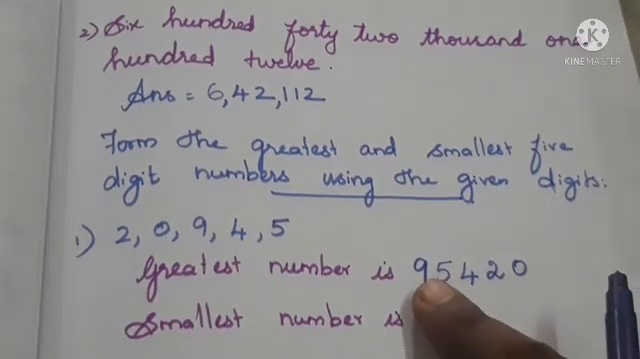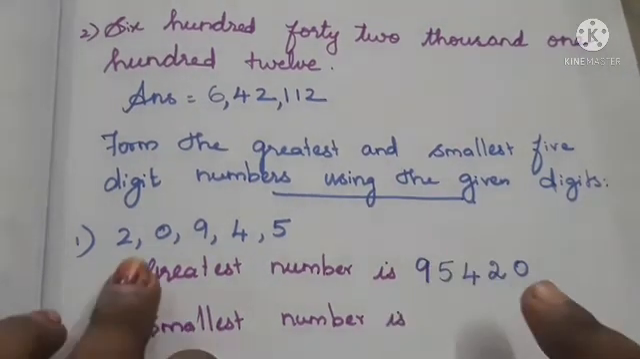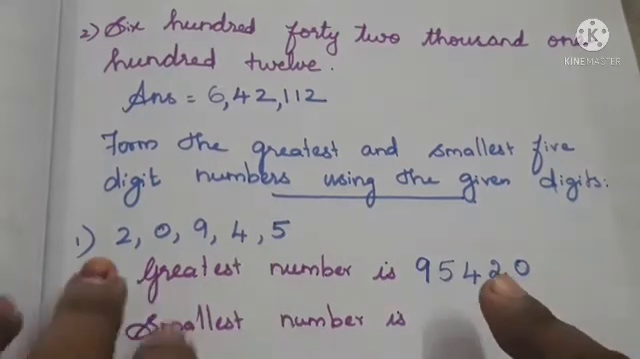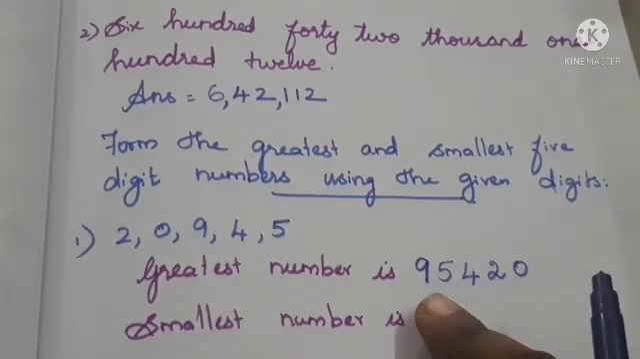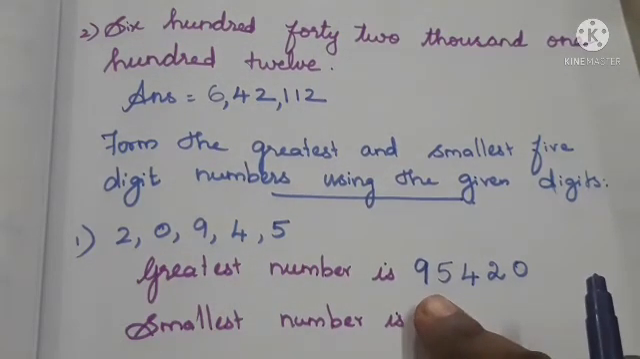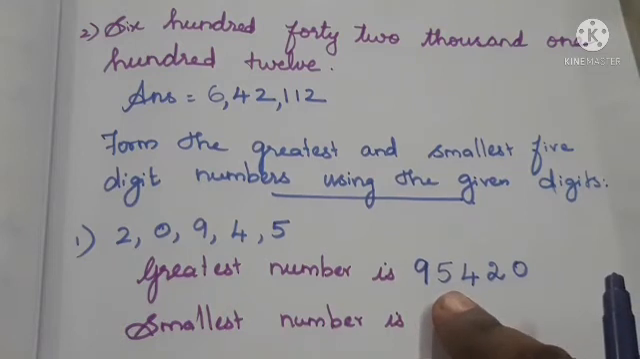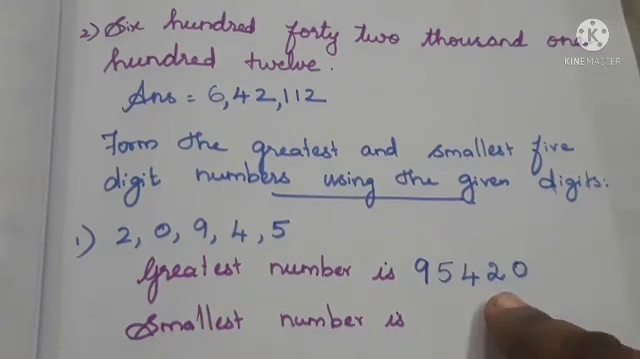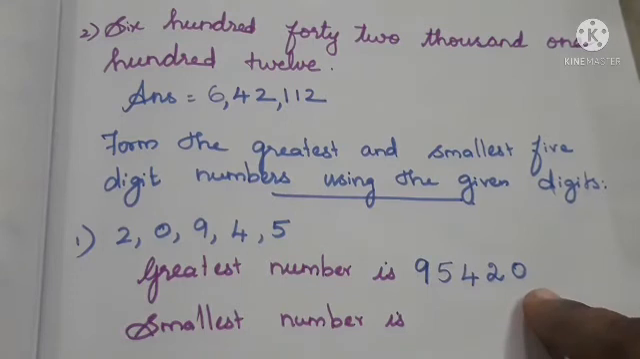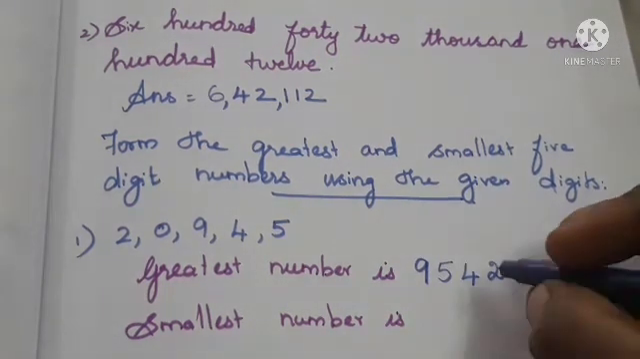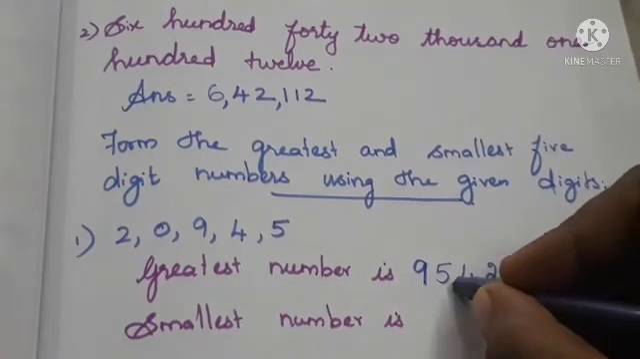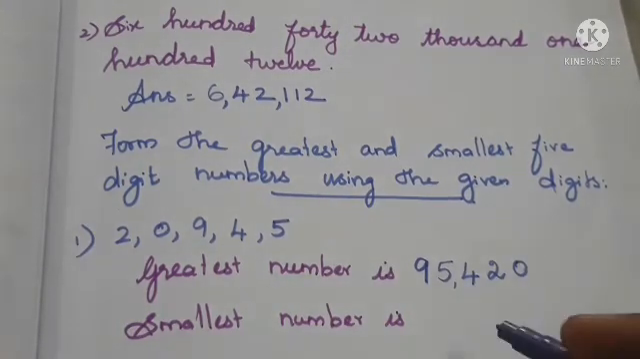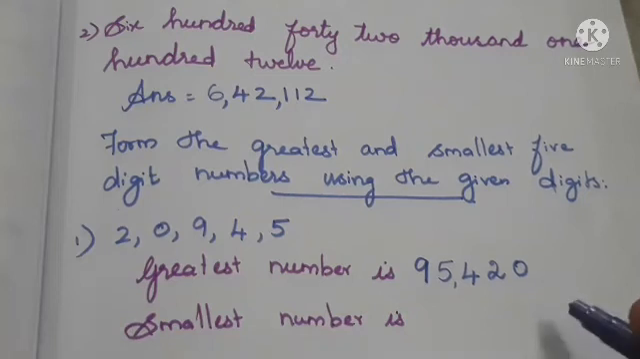Okay, so the given digits are 20945. Among these digits, 9 is the greatest one. So 9, next smaller is 5, next smaller is 4, then 2, and last smallest number is 0. Okay, so next we can place the comma. After the hundreds place we have to place the comma. So we have 95,420. Okay, this is the greatest number.